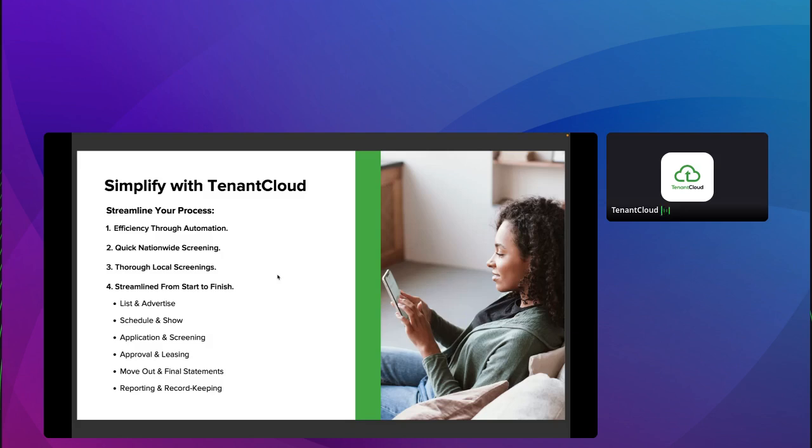You can do the move out and the final statements, because when they move out, you need to provide a final statement, right? Within, typically most states, it's within 30 days. Some it's shorter. Some states, I believe, I was just researching Delaware the other day, I think they have like a 20-day time frame in which you have to get a final account statement out when a tenant moves out.